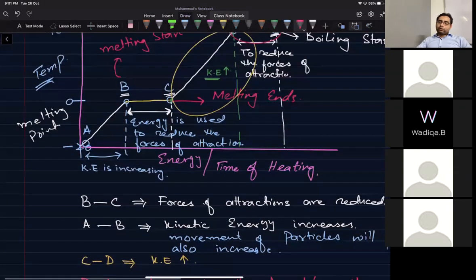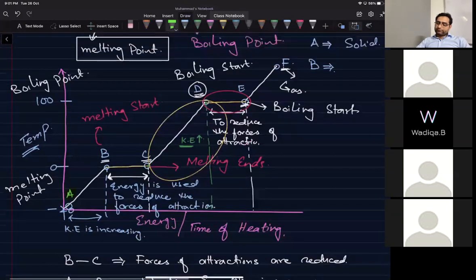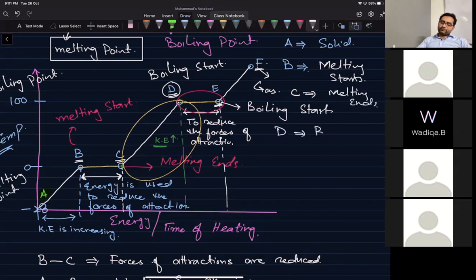Now, what should be the state at point A? At point A, the state is solid. At point B, melting starts. Again, I'm repeating, at point C, melting ends. And at point D, boiling starts. And at point E, boiling ends. And between E and F, again, kinetic energy is increasing.